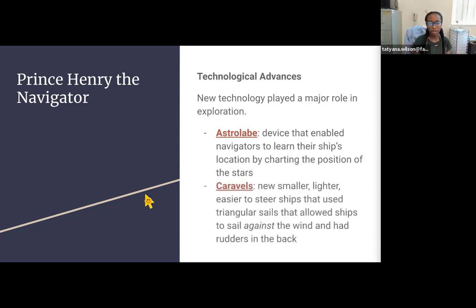And then the other one is going to be a caravel, which is a new, smaller, lighter, easier to steer ship that used triangle sails that allowed ships to sail against the wind and had rudders in the back. So beforehand, they had to just move with the currents. Now they can move against the currents and actually go where they want to go, and a lot faster.